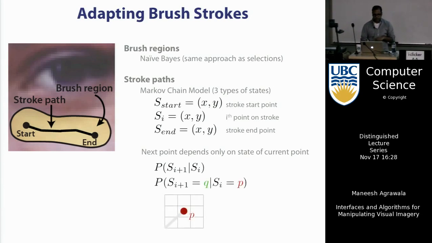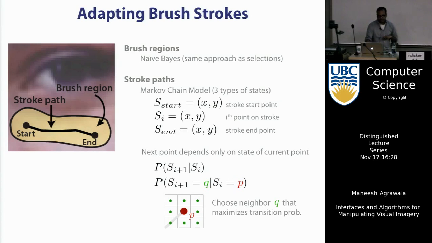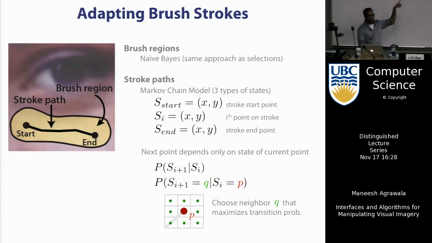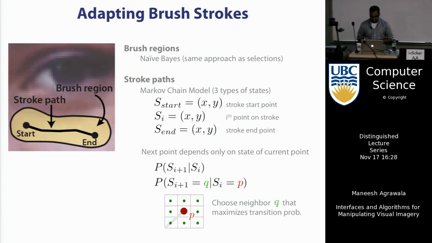And to show you in a bit more detail, suppose the current point on the brush stroke is P. We consider a small neighborhood of points around P, and we're going to then choose the next point to lie on the stroke as the one that maximizes a transition probability that's based on the features that I showed you earlier. Okay, so that's just kind of a high overview. Again, a lot more details in the paper.